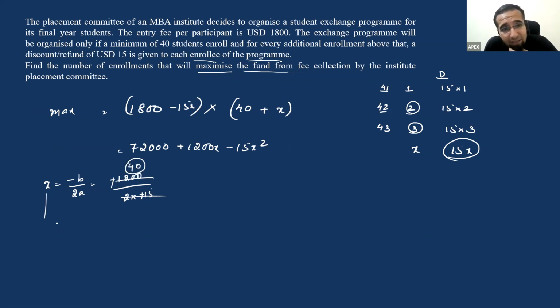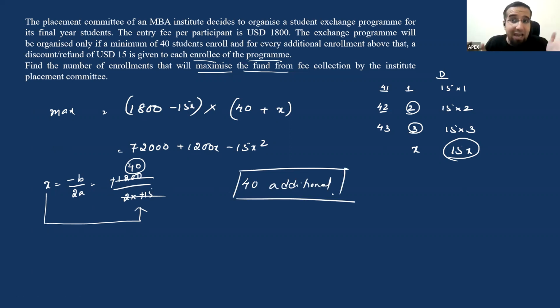Clear? So the value of x is equal to 40. That means 40 additional students have to join. And I also told you in the class, if you remember, be careful what the question is asking you. The question is asking you to find the total number of enrollments. Now, total number of enrollments would give you 40 plus x.